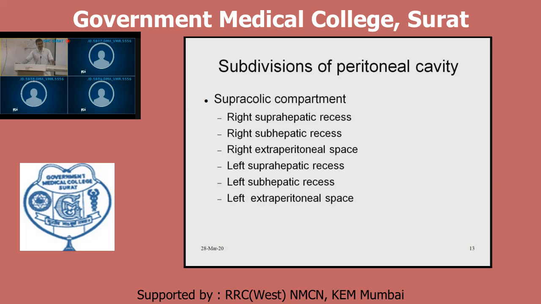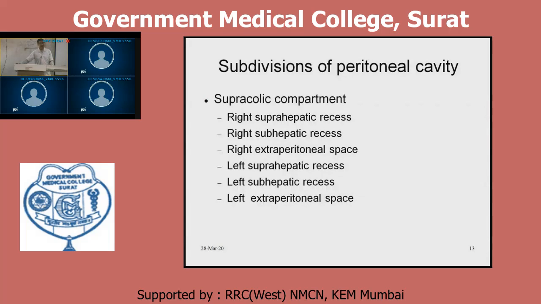Left extraperitoneal recess is present on the left side, limited anteriorly by the left lobe of the liver and the non-peritoneal area of the fundus of the stomach, and posteriorly by the left kidney and left suprarenal gland. It is a space, the left extraperitoneal space.